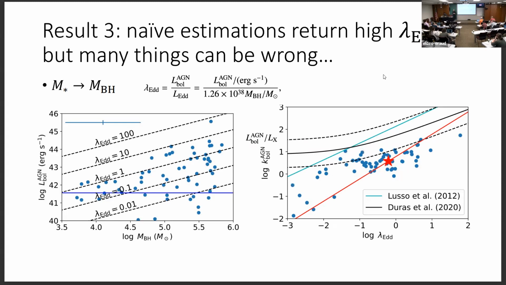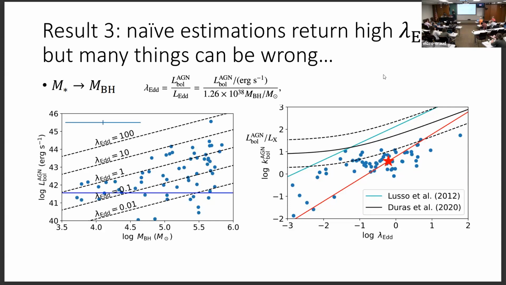So we try to look at the Eddington ratios, although we know that it's challenging. Here is what we do. We know the stellar mass, then we just scale it down to the black hole mass. It means a very crude estimation. And we also have the AGN bolometric luminosity from the SED fitting. And based on this, we can estimate the Eddington ratio.